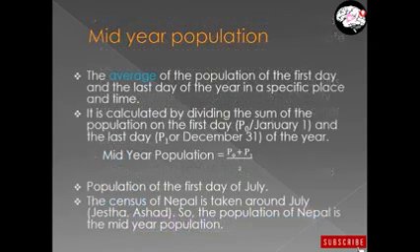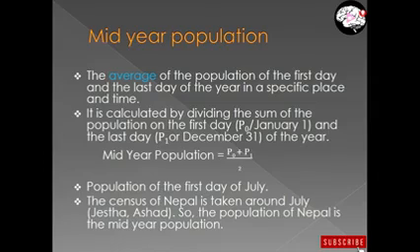Mid-year population is the average of the population of the first day and the last day of the year in a specific place and time. Here I have highlighted "average". So this is the average population of the first day and last day of the year. Average population means the population of the first day plus the population of the last day, divided by 2.